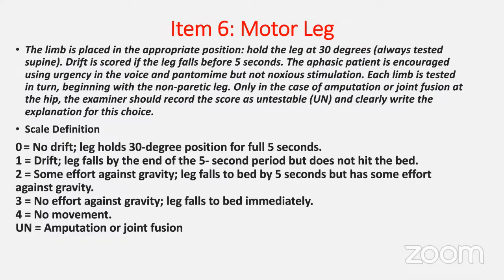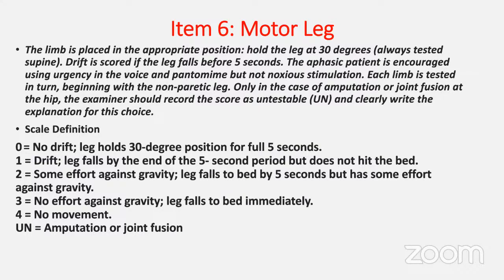Item 6, motor leg. Okay, here we place the limb in the appropriate position. Hold the leg at 30 degrees. Drift is scored if the leg falls before 5 seconds. The aphasic patient is encouraged using urgency in the voice and pantomime, but not noxious stimulation. Each limb is tested in turn, beginning with the non-paretic leg. Only in the case of amputation or joint fusion at the hip should the examiner record the score as untestable and clearly write the explanation for this choice.